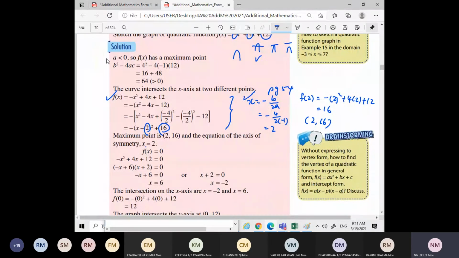Maybe I label this as step number 1, step number 2, then step number 3, then this is step number 4. f(x) equal to 0. So let this equal to 0. Then if you can factorize, you get your answer in integer. If this equation cannot be factorized, then you have to solve by using the formula. This formula.